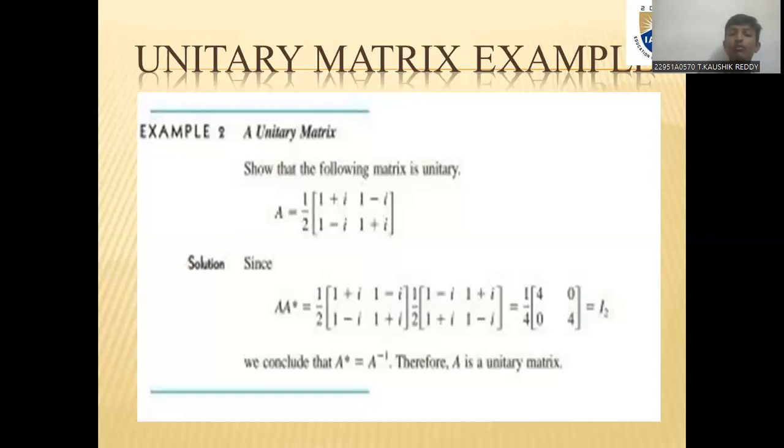So, we know the definition that a square matrix whose conjugate transpose is equal to its inverse is a unitary matrix. The solution of the given problem satisfies the definition of a unitary matrix. Therefore, it satisfies the definition, so the given matrix is a unitary matrix.